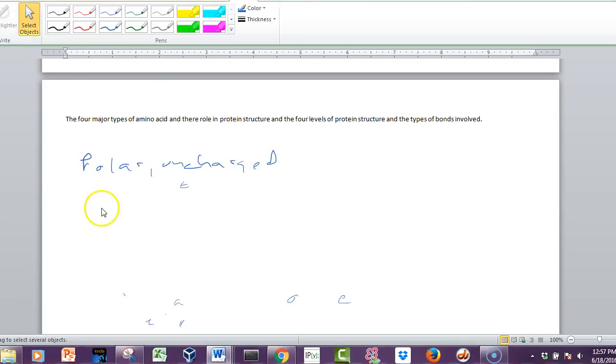So that's things like serine. We have our amino acid, and then we have an R group. And serine has this structure. This is polar, because that's like an OH group, a hydroxyl group like in water. That's polar.